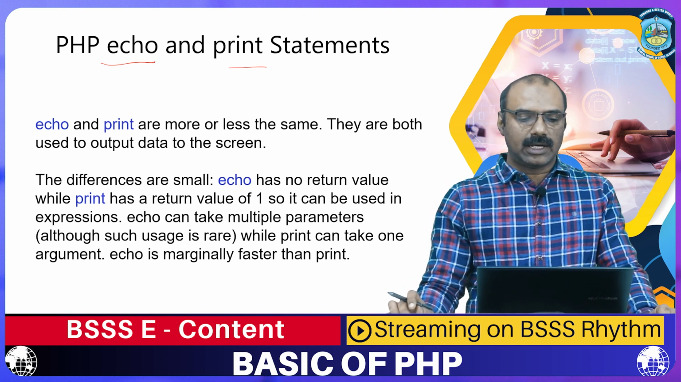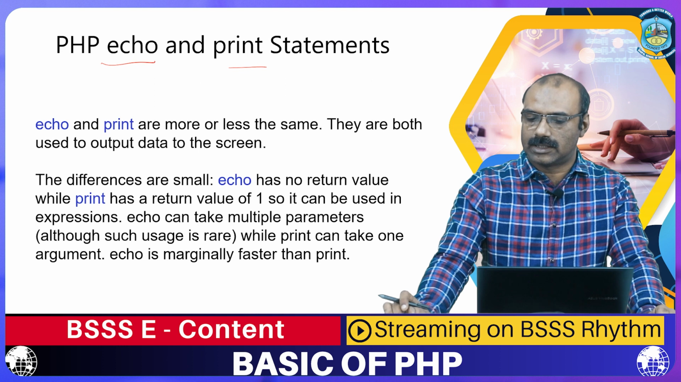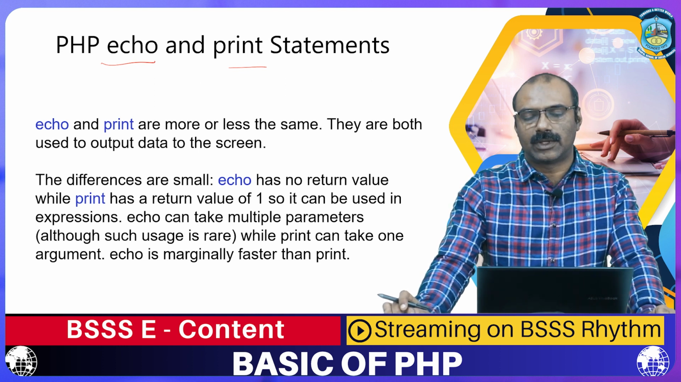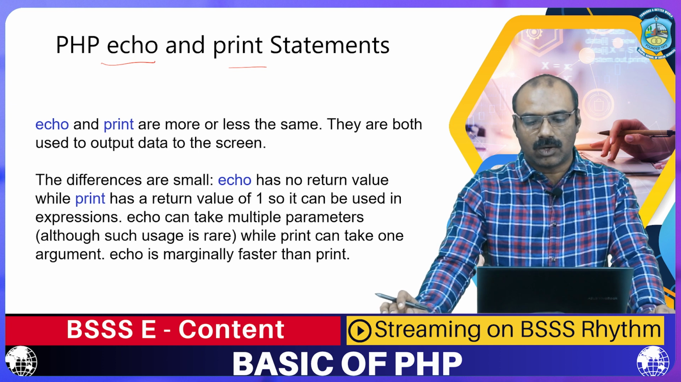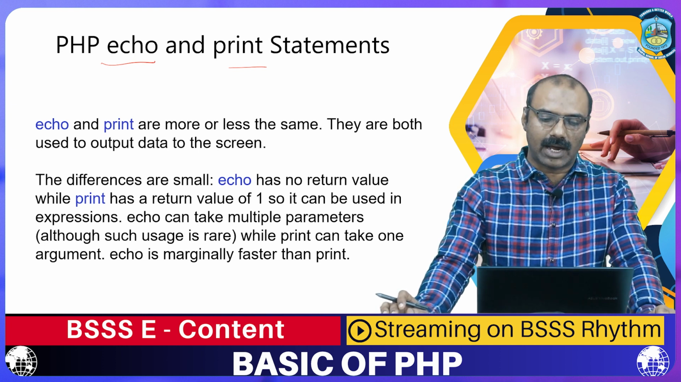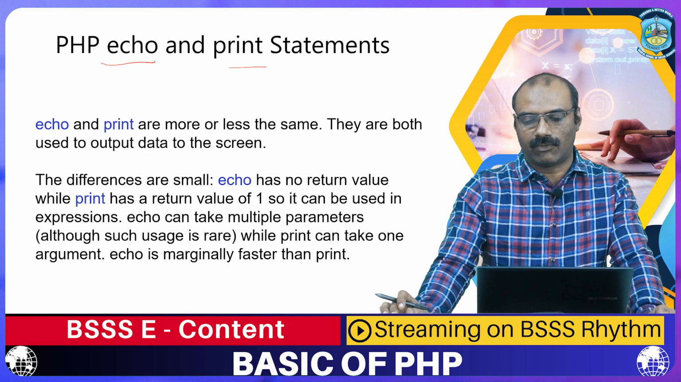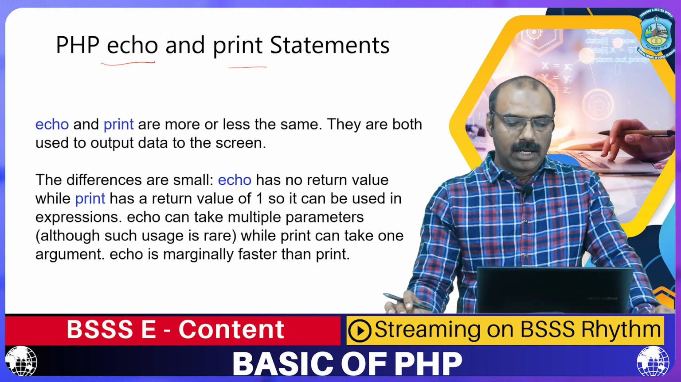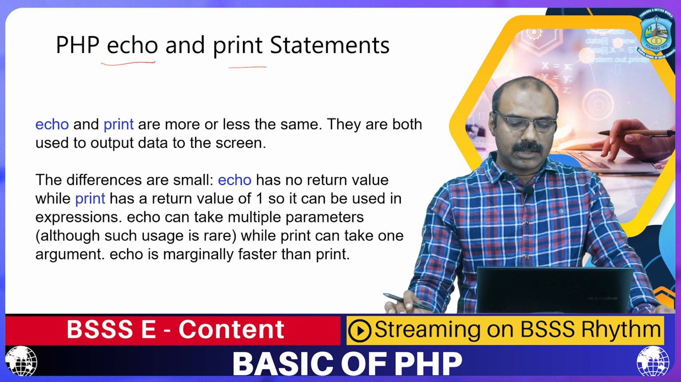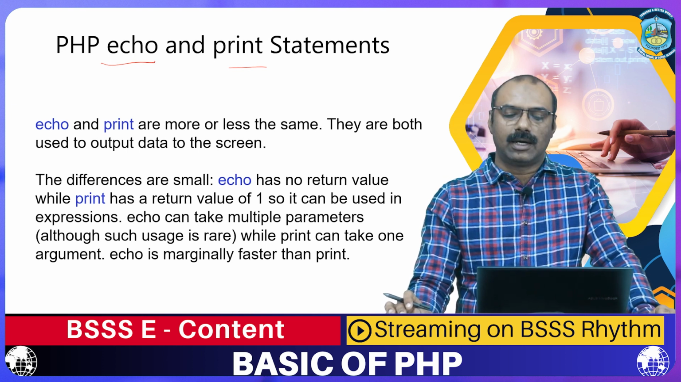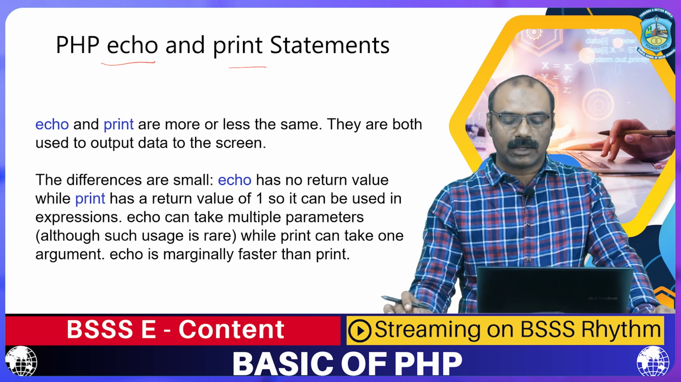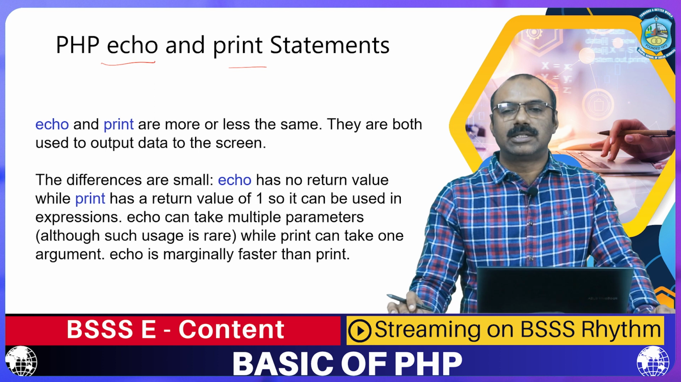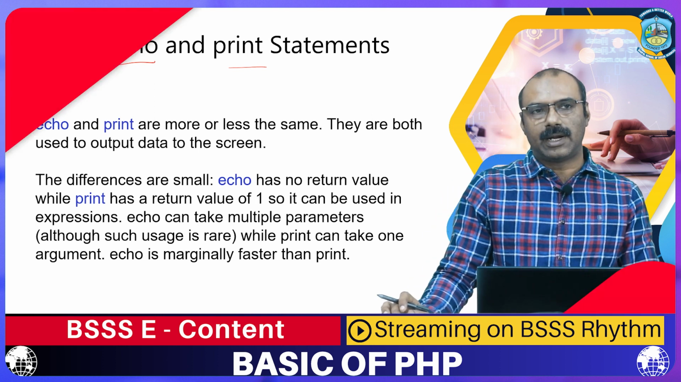As you can see on the screen, echo and print are more or less the same. They are both used to output data to the screen. The only difference is echo has no return value while print has a return value of 1. So it can be used in expressions also. Echo can take multiple parameters, although such usage is very rare, as we will see in the coming slides. While print can take one argument, echo is marginally faster than print.